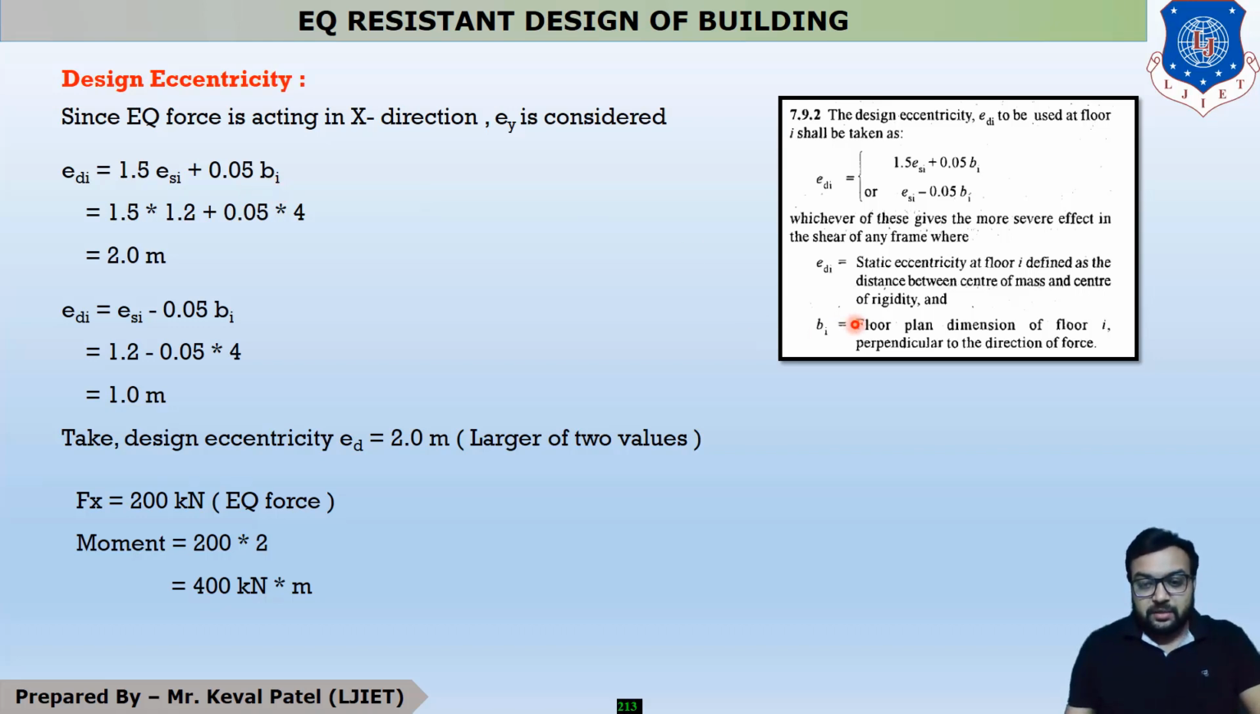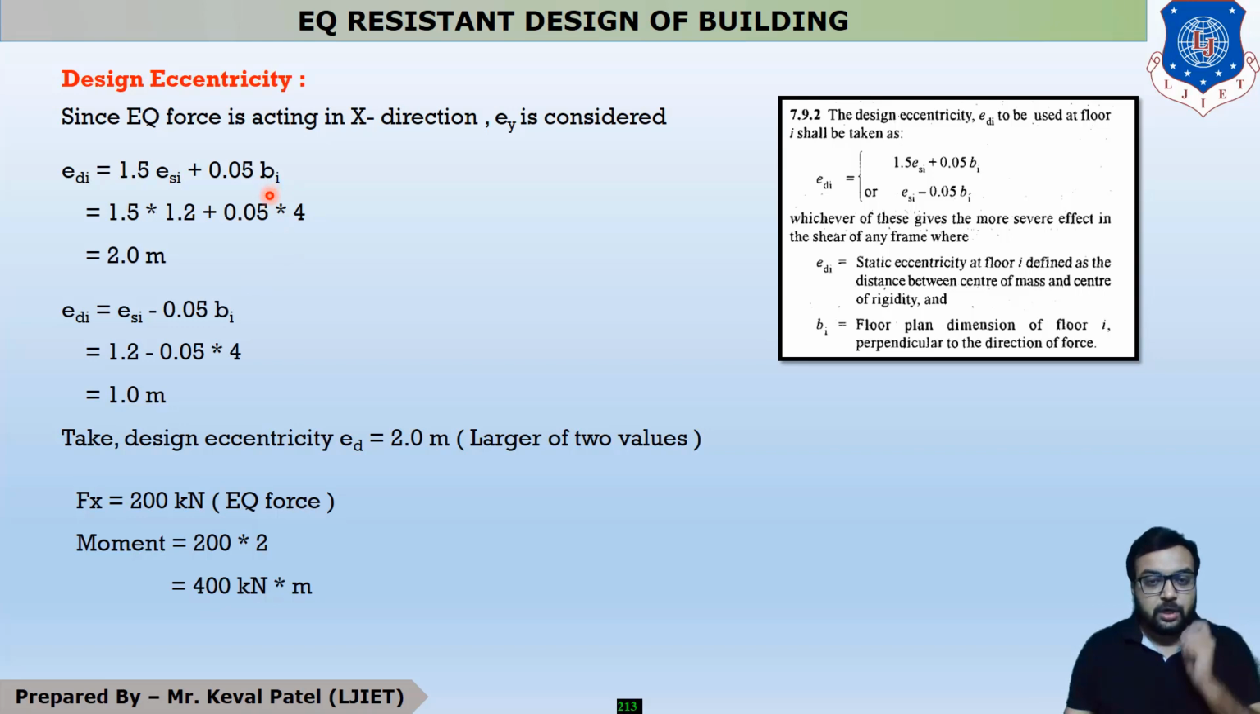What is the term BI? The term BI is the floor plan dimension of the floor perpendicular to the direction of wind. Our wind, meaning our force, is acting in this direction, the x direction. So the perpendicular dimension is the y dimension. Our y dimension is 4 meters, so the value of BI is 4.